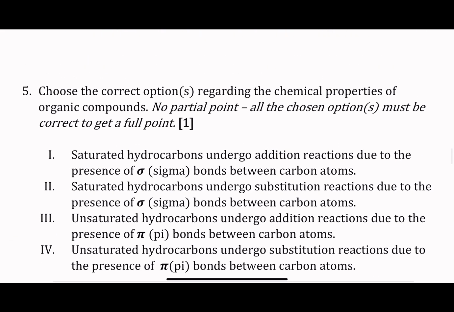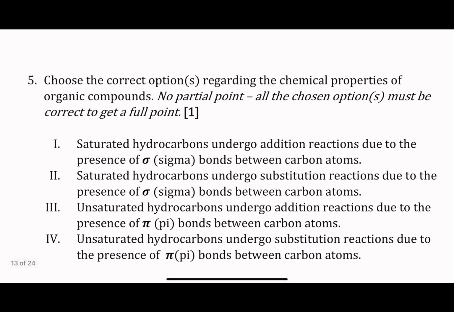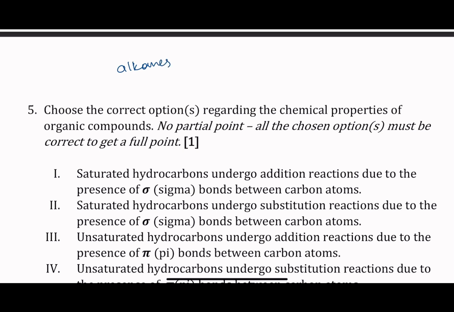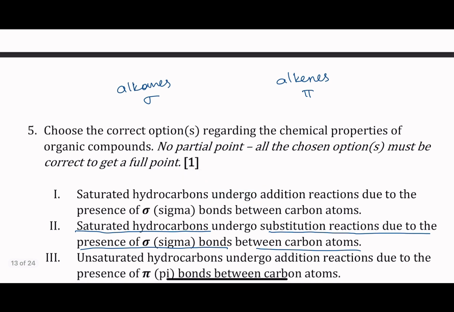Okay, so now choose the correct options regarding the chemical properties of organic compounds. So if you would check our first slide, we had over there saturated, we had alkanes, and we had alkenes. For alkanes, we only have sigma bonds, and for alkenes, we have sigma and pi bonds. We said that saturated hydrocarbons undergo substitution reactions due to the presence of sigma bonds between carbon atoms. Because alkane itself is saturated, it only goes into substitution. For example, let's say we had ethane. We know that we won't be able to add anything in here. It's all sigma bonds.